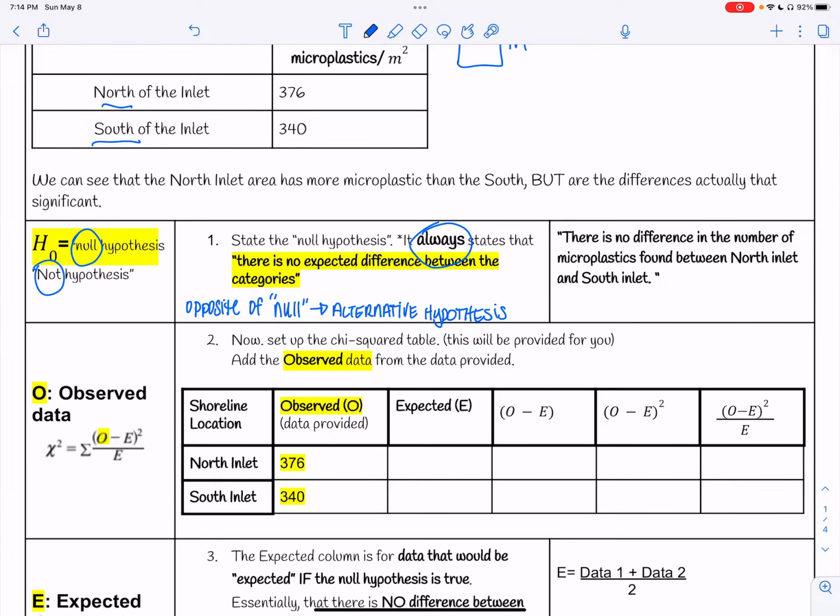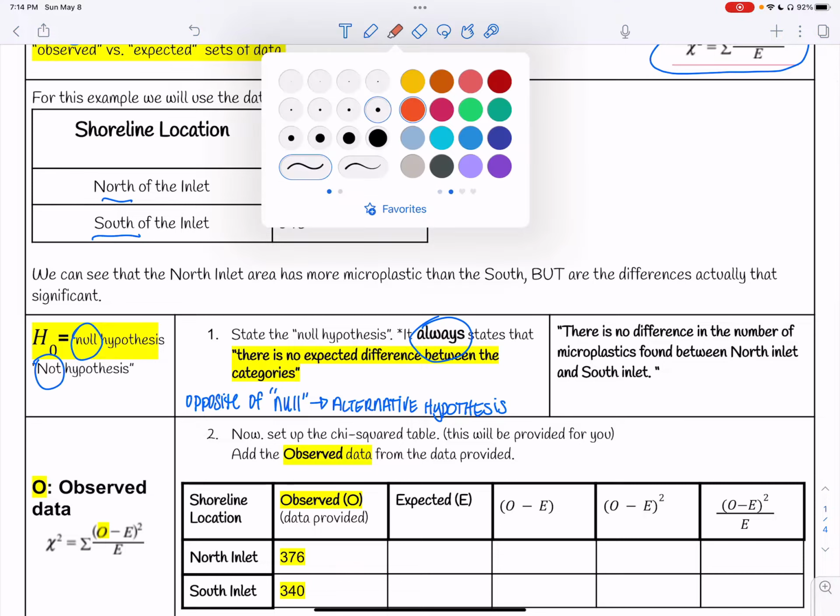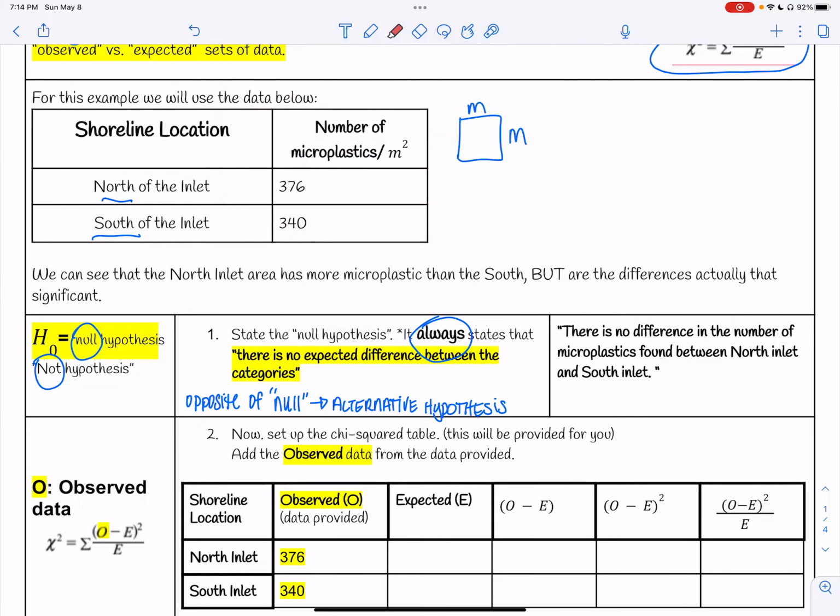But other ways that you'll see it is you just have one table provided for you, and in that one table, you just add in your values as you do them. But I just wanted to take it step by step. So you'll set up the chi-square table. You're going to add the observed data, and that's what's given to you. Here is your observed data. North inlet, you had 376, the south inlet, 340.